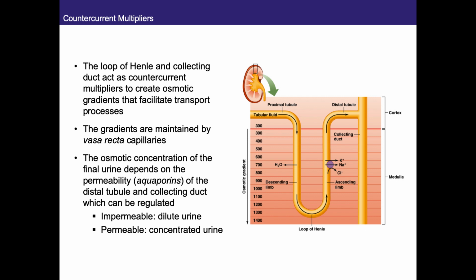Vasopressin is a hormone that's usually secreted when you're very dehydrated. When you're dehydrated, it inserts these water channels into the collecting duct so that you can reabsorb water. So you can pull water out of the collecting duct and form a very concentrated urine.